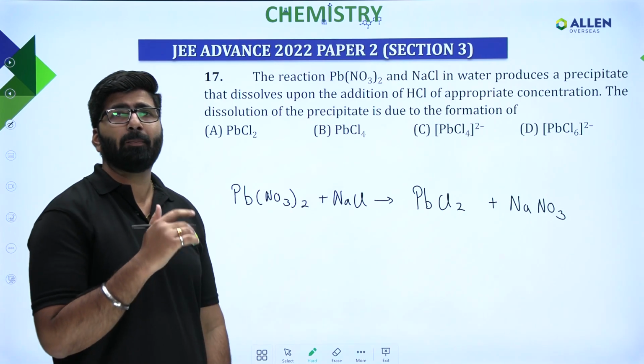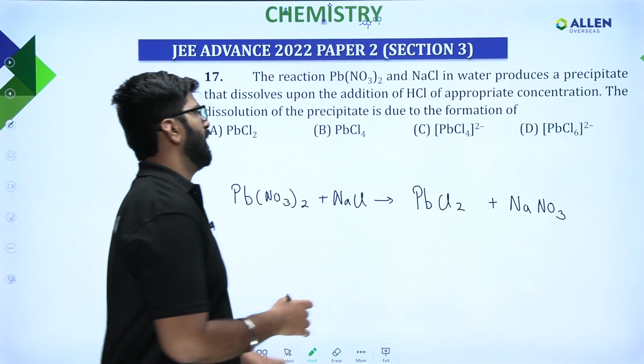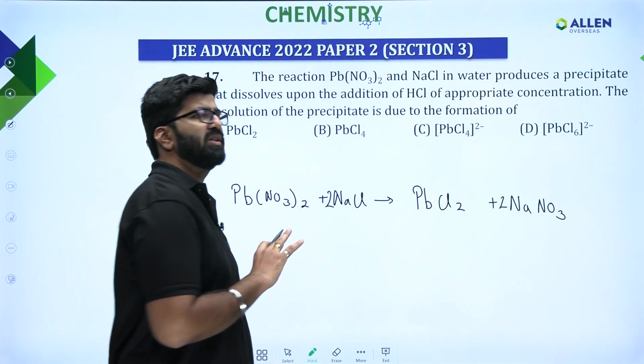Let's see whether it's balanced. No. So we have to make it balance. So how actually we are going to make this balance? 2 over here, so 2 and 2 over here. Now the reaction is balanced.